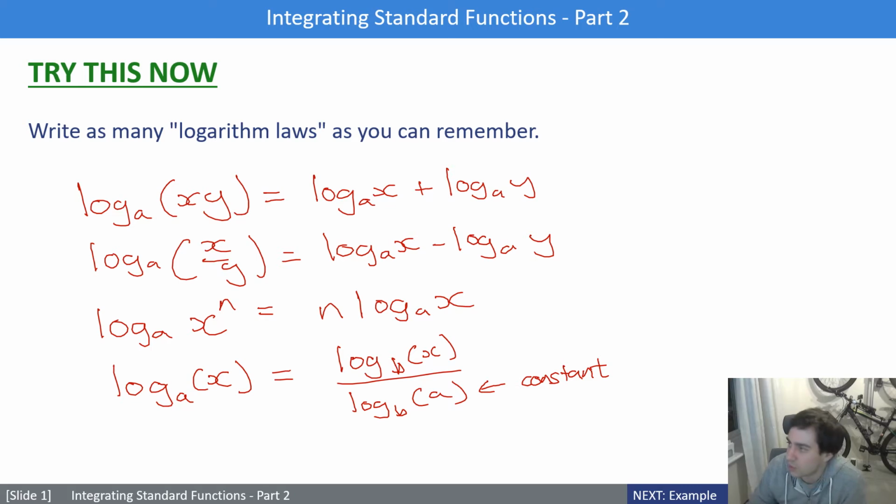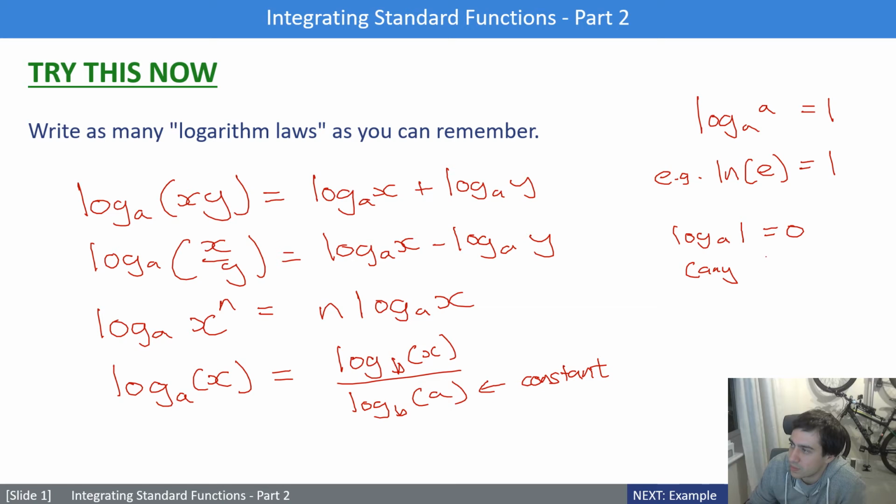Great, and then just a couple of standard results to throw in there as well, if you can call these laws. Log a of a is 1. For example, ln of e is 1, because that's log base e. And log base a, sorry, of 1 is 0 regardless of base. Okay, cool. As I said, we're not going to be using all those, but it's a good time to remind ourselves, I think.